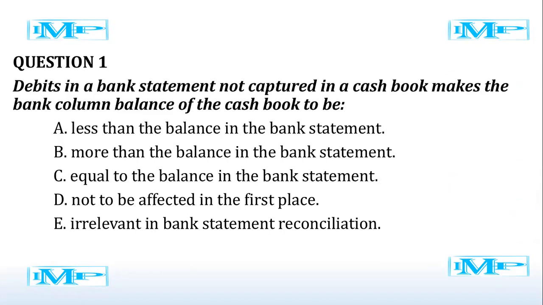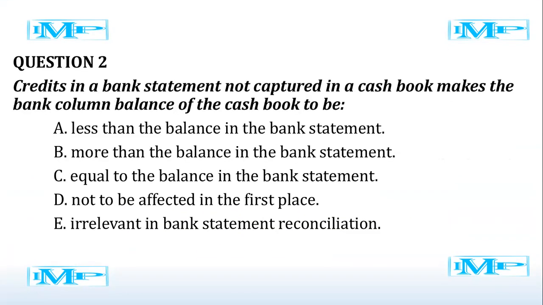Debits in bank statements are deductions from the amount in the bank account of an entity with the bank. They are recognized as credit entries in the bank column of the cash book. Where debits in a bank statement are not captured in the cash book, the corresponding credit entries are not made. This leads to the bank balance in the cash book becoming more than that in the bank statement. B is the answer to question number 1.